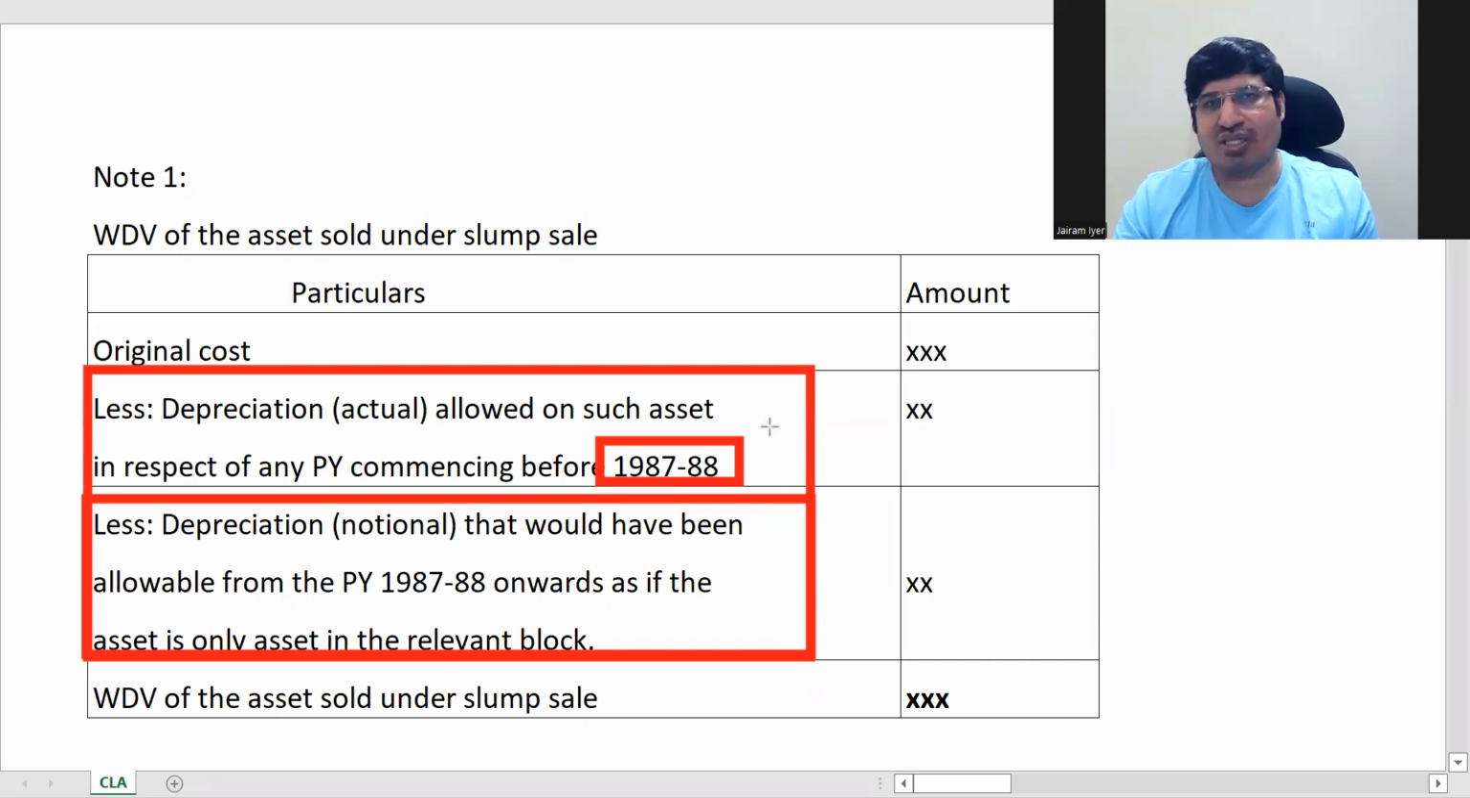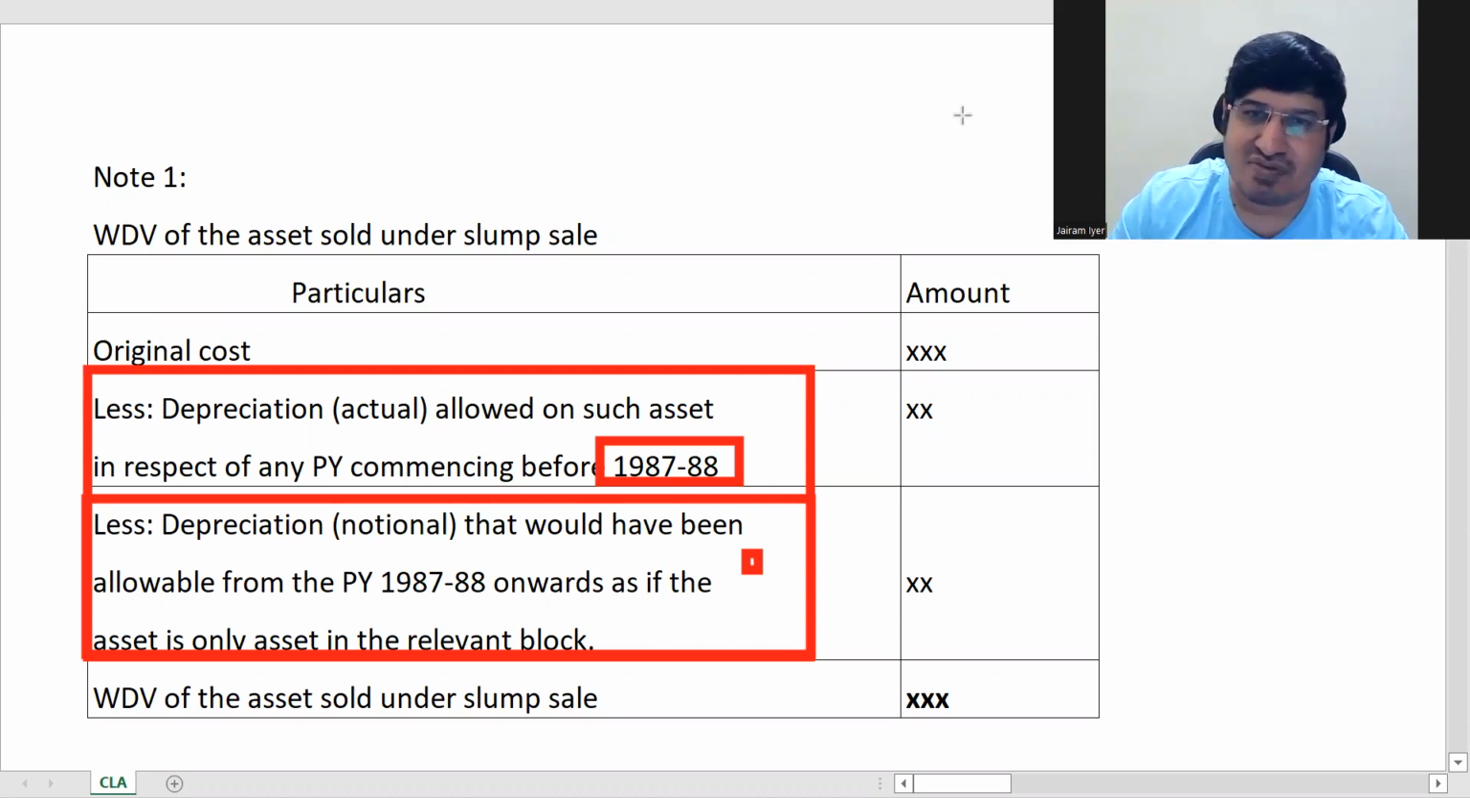Basically, you bring together all depreciation given on the asset, whether you have given individually or you have given in block. Compute specific depreciation of that asset, then deduct it from its purchase cost and find out its WDV. Same thing you will do for all 10 assets. Add it together. That will be this value 100.